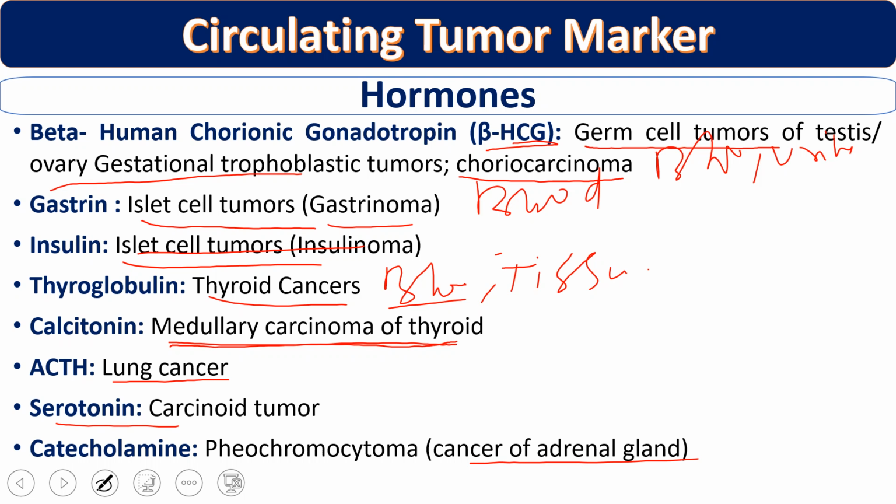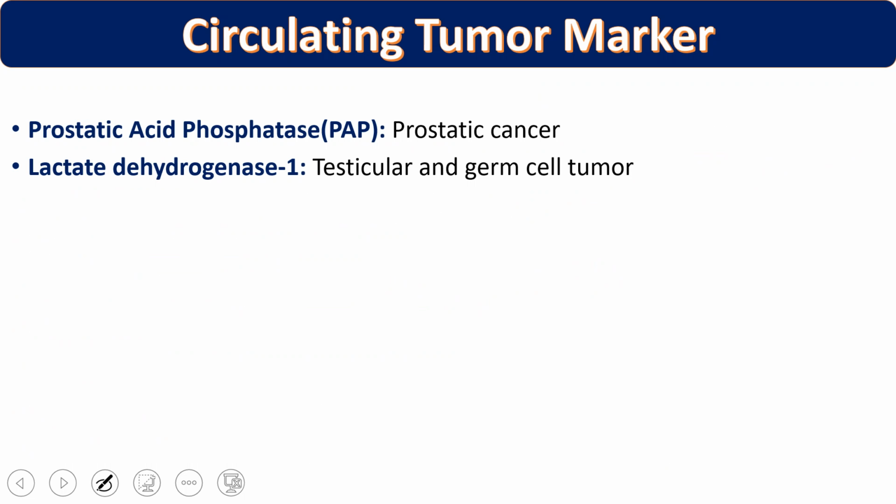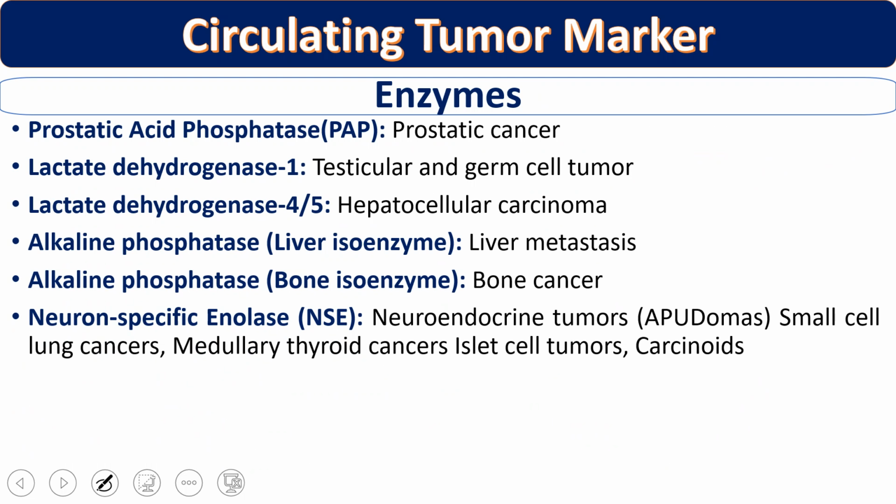So a number of MCQs come on these hormone tumor markers. So you should remember all these tumor markers especially. Then we are having a number of enzymes. So these enzymes also work as tumor markers, like prostatic acid phosphatase, that is called PAP. This prostatic acid phosphatase normally increases in case of prostatic cancers.